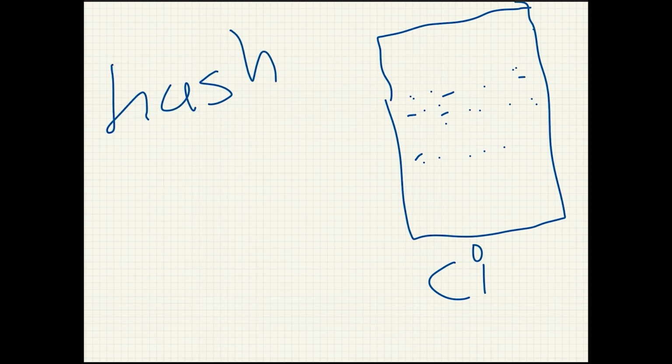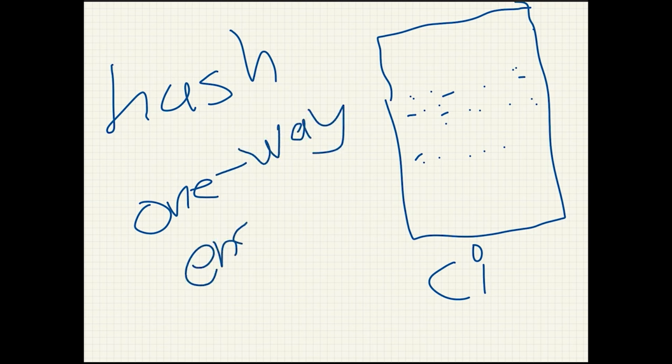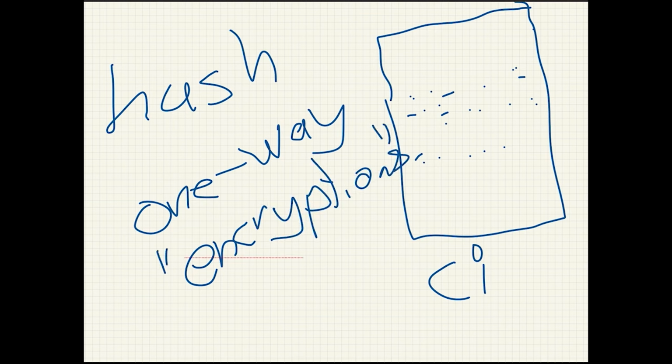A hash is a one-way encryption, between quotes, because it's not really encryption. It's hashing, but you can describe it in one sense as a one-way encryption.